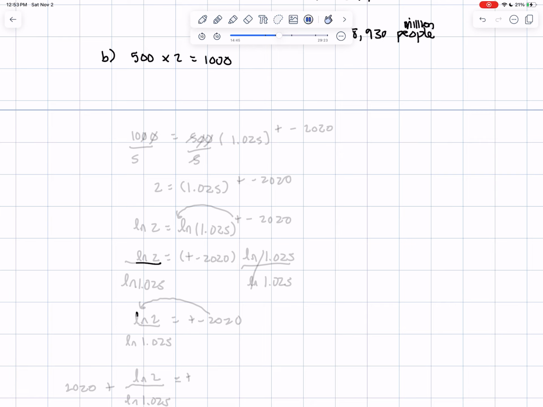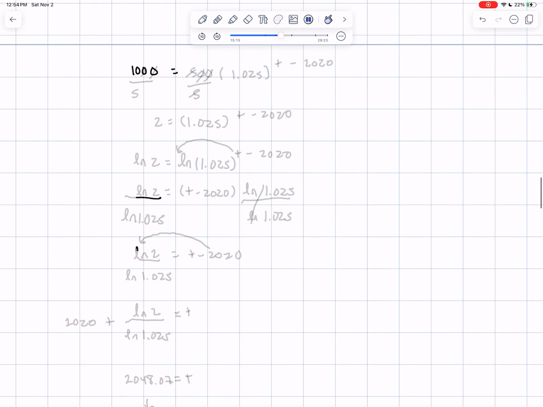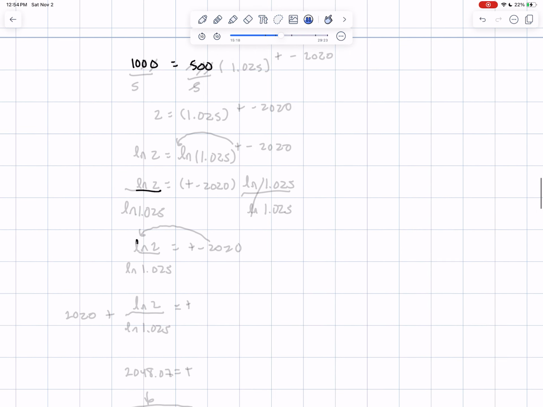But then again, we don't know what time is, right? We need to find out what it is. So we can't use 2050 because they're asking what year. So P of T is equal to, but now we know our population is going to be 1,000 instead. The original goes here, T minus the original. So our original was 2020.